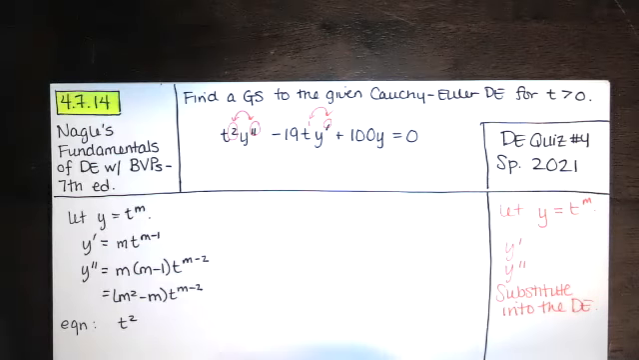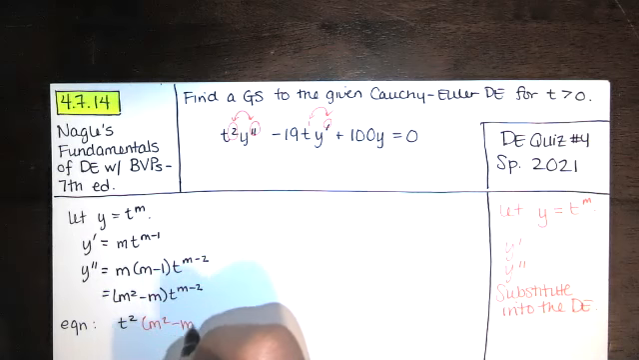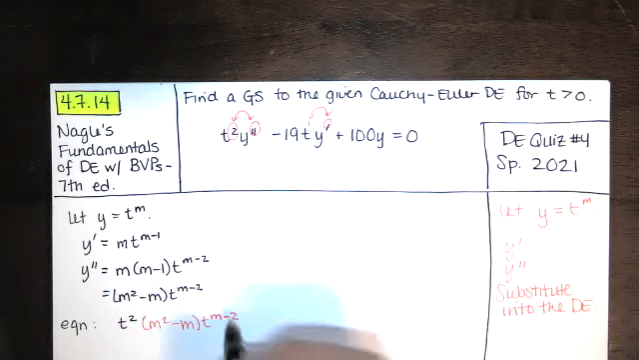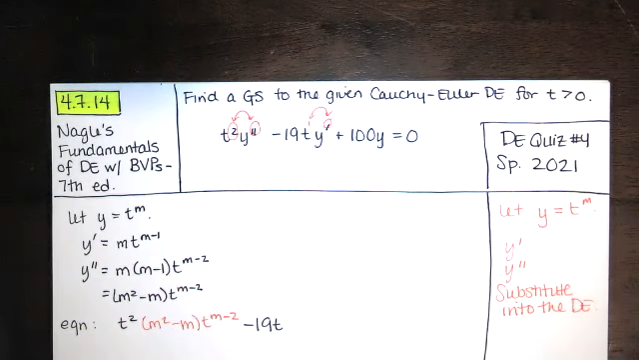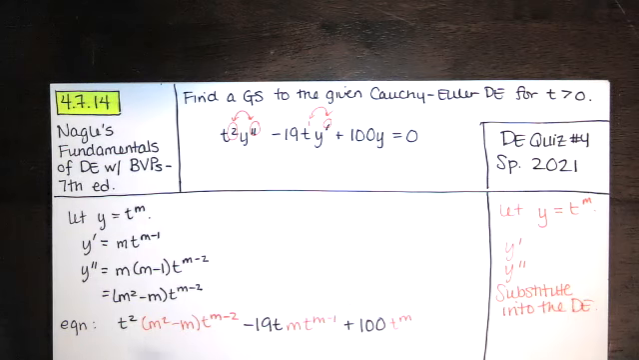We'll have t squared times y double prime, which was this expression here, minus 19t times y prime, which was m times t to the m minus 1. And then 100 times y, which we assumed was t to the m. Since y is assumed to be a solution, when we substitute in, we should get a 0 on the right-hand side.